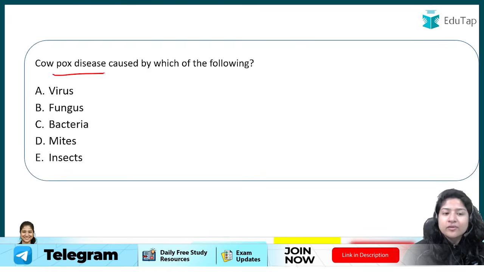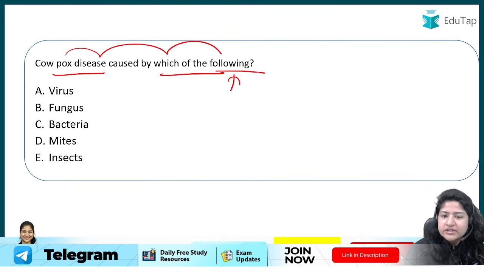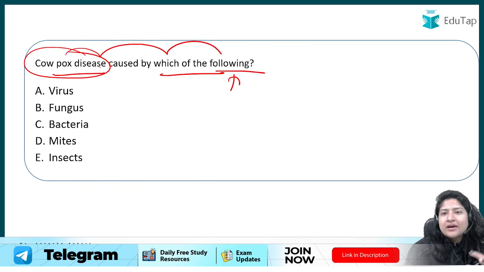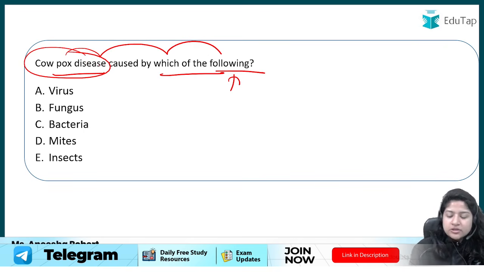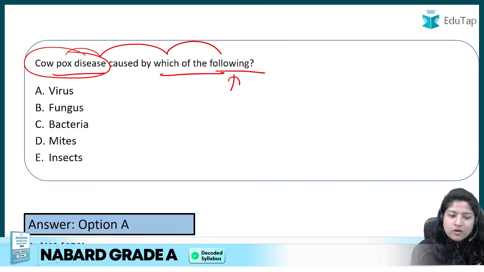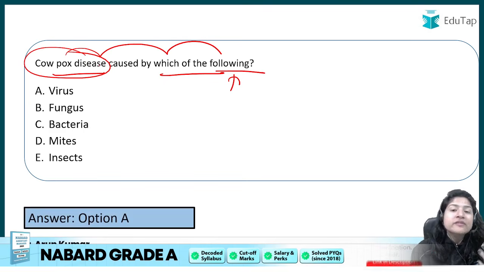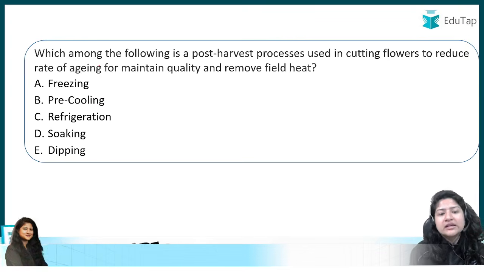Okay, next again from animal husbandry the question has been asked: cowpox disease is caused by which of the following? Cowpox was pretty much in the news for the past 2-3 years, because of this disease that spread among cows and did not have any cure. That is why a lot of cows were affected. Virus is the correct answer.